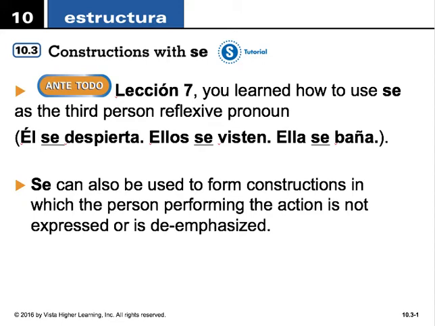We're going to look at section 10.3, Construcciones con se. So in lección 7, we learned how to use the se reflexivo, the third person reflexive pronoun. Por ejemplo, él se despierta, or ellos se visten, ella se baña. But se actually has 10 different uses in the Spanish language. It can be used to form constructions in which the person performing is not expressed or the action is sort of de-emphasized in some way.